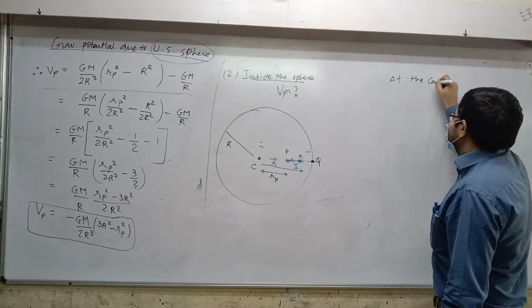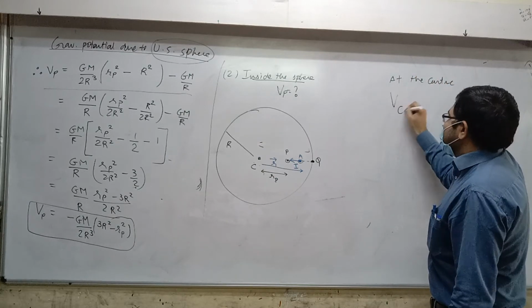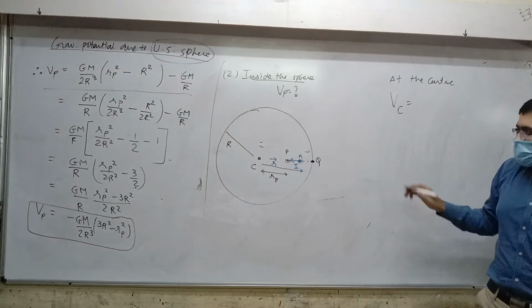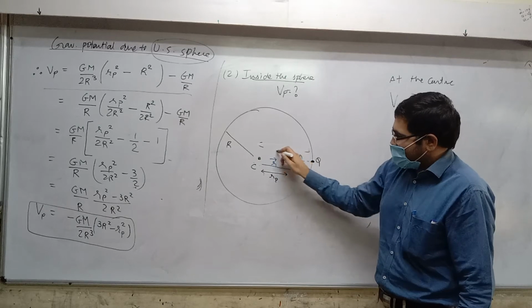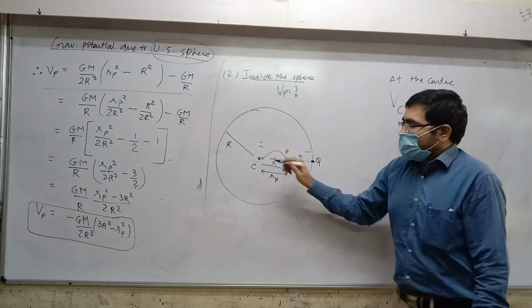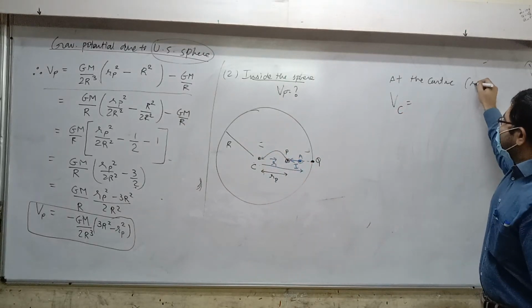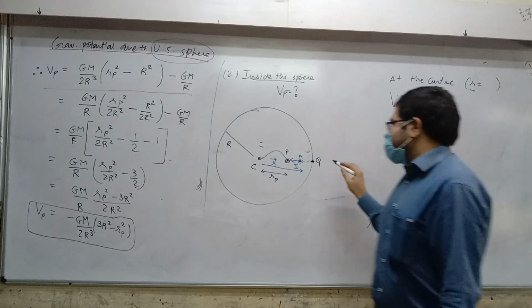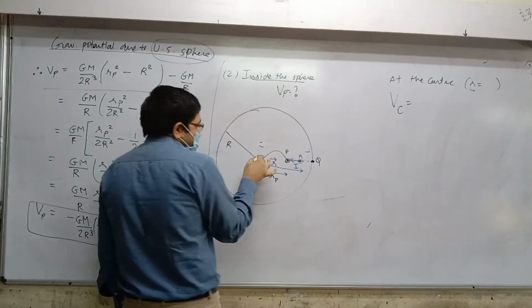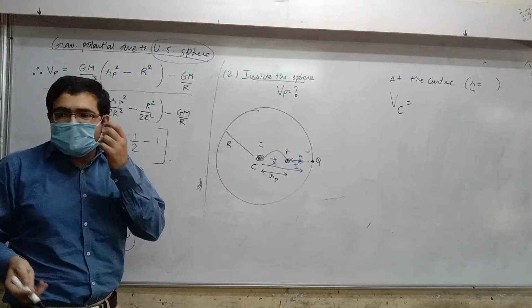At the center, VC equals. If I want to find the potential at the center, then I should take this point not here but here. So I should put r's value equal to 0. Clear or not clear? r stands for what? Distance from the center. We have to take it at the center, so the distance is 0.